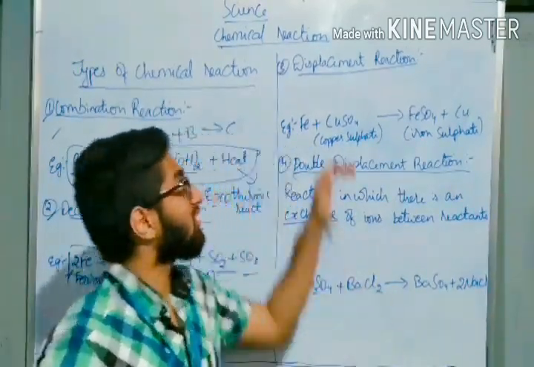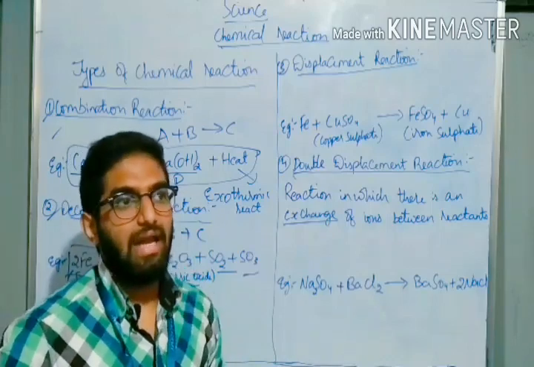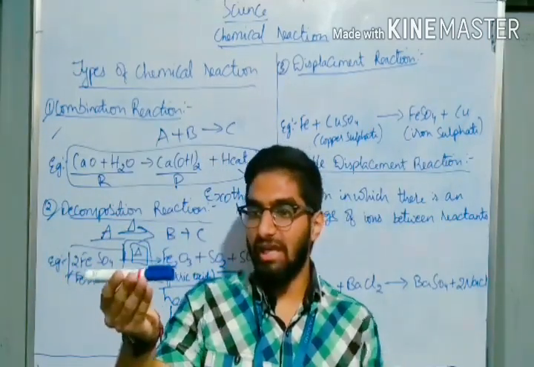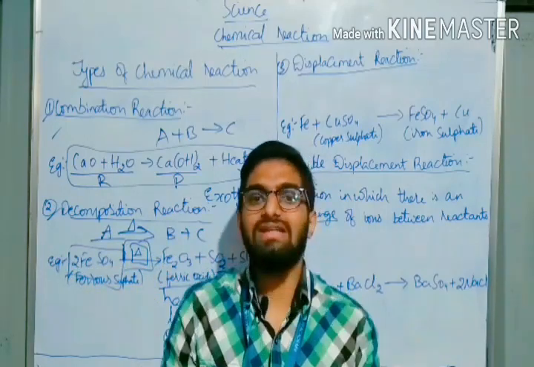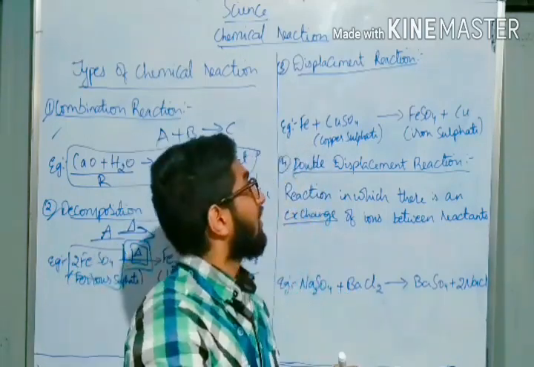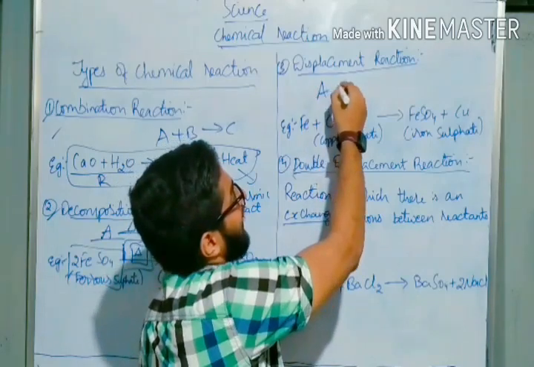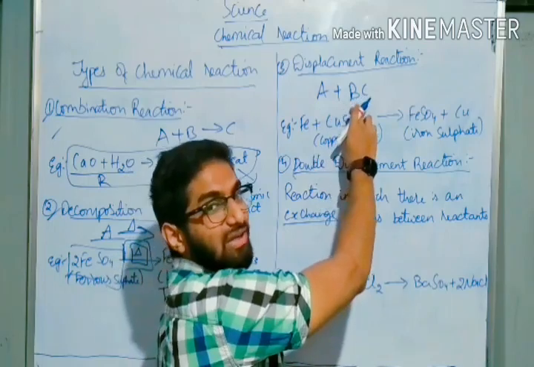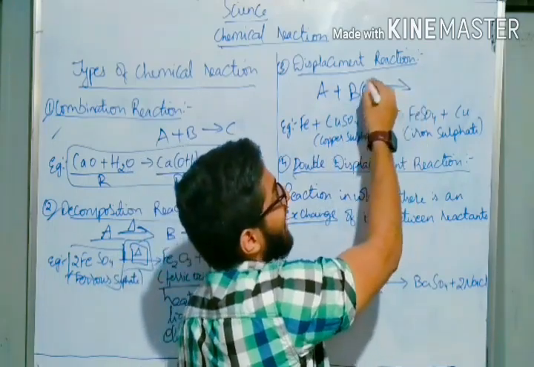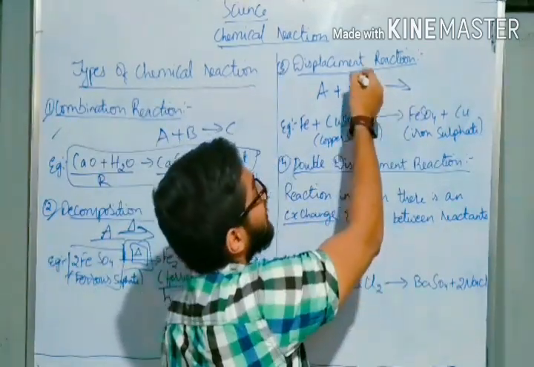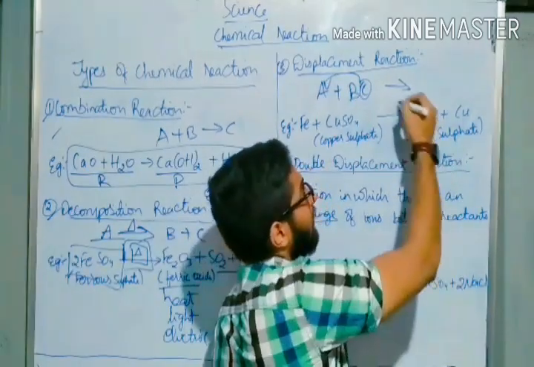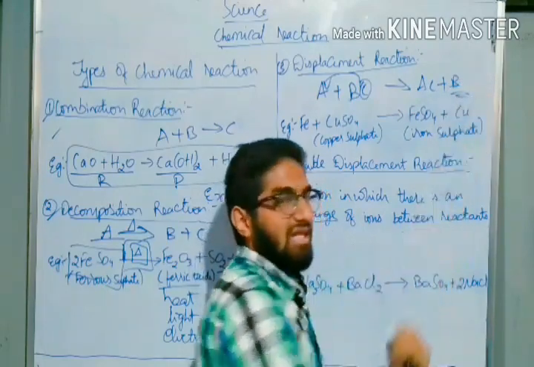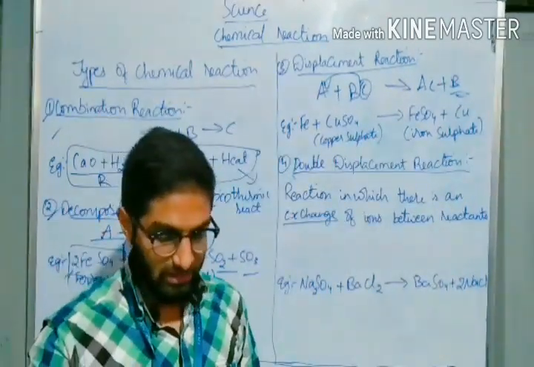Third chemical reaction is your displacement reaction. Now, the word displacement means moving an object from here to here, you call it displacement, correct? If I have an element A which is reacting with BC, this element A will displace C and become AC, and B is left out. This is your displacement reaction.